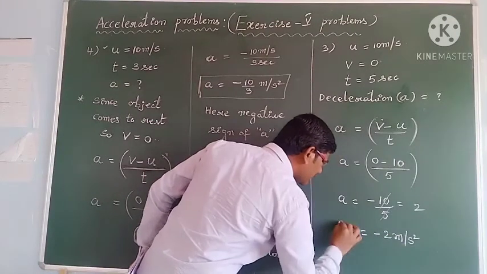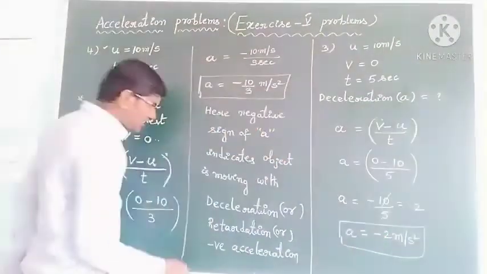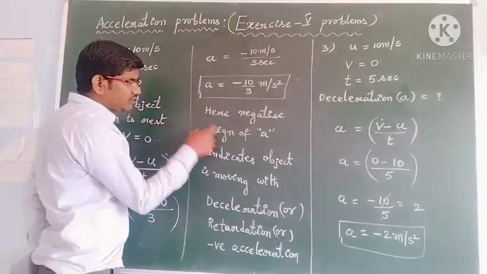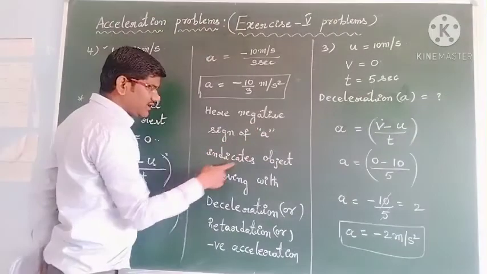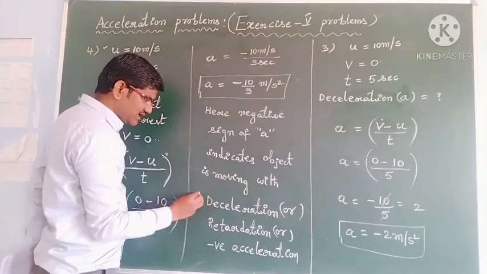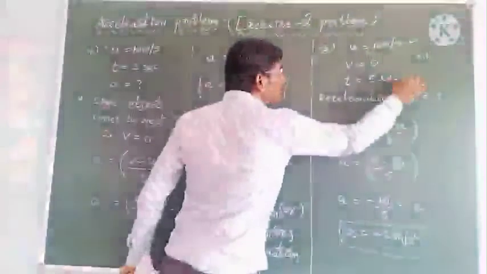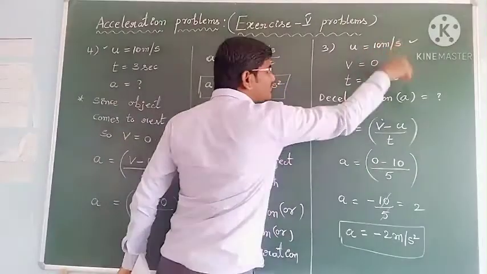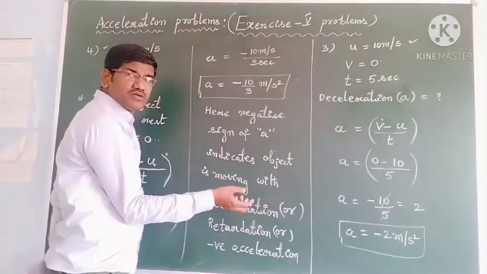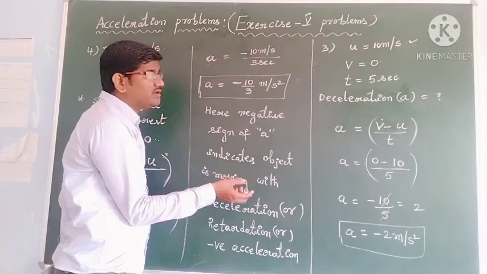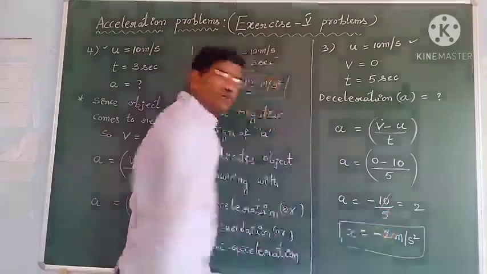Okay students, here the negative sign of A indicates the object is moving with deceleration, which means its speed is decreasing. Its speed has decreased from 10 meter per second. Children, you should write the working also. So in your own words, please write the working well. Deceleration, retardation, this is called negative acceleration.